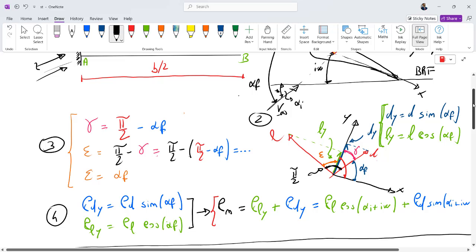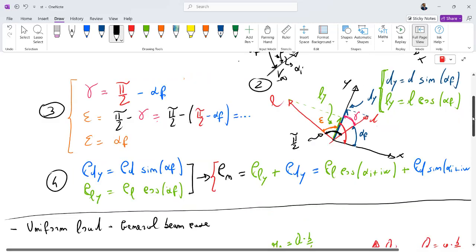So the angle between L and Y, that is the normal direction, is epsilon, but epsilon is equal to alpha final. The angle between D and the X direction, this is the parallel direction, is equal to alpha final. So we can calculate Dy as D times sine of alpha final, while Ly is equal to L times cosine of alpha final.